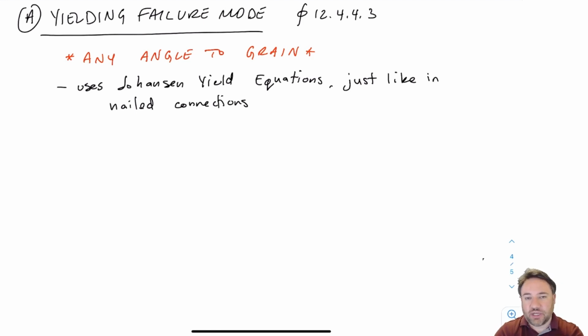We're still using the Johansen yield equations, so the detailed explanation of those equations can be found in the nailed connection videos. I'm going to only gloss over the equations themselves. There are some minor differences, though.